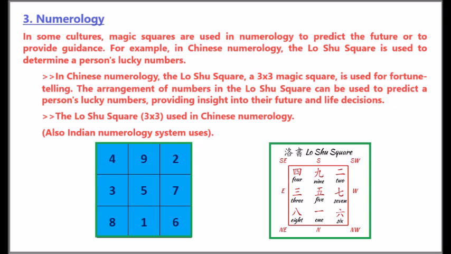The Lo Shu square, 3x3, is used in Chinese numerology, and also in the Indian numerology system. This square is used for various forms of divination and determining lucky numbers. People write it and keep it in a wallet or bag. Also to keep in a vehicle for protection.